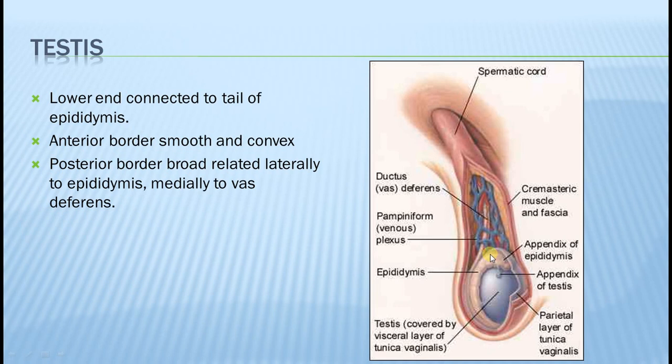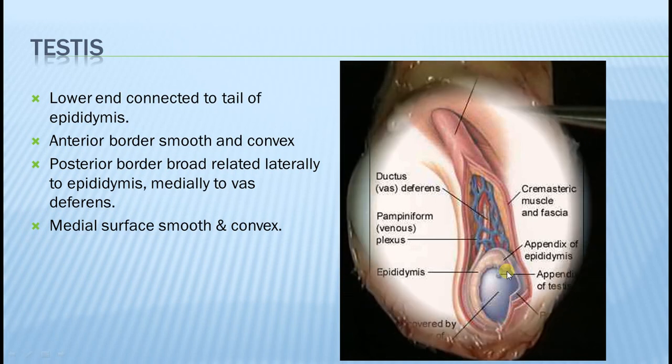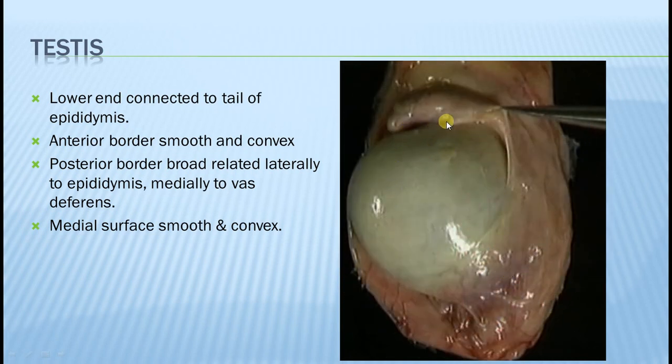Posterior border, laterally related to the body of the epididymis. Posterior border medially is related to the upper part or the proximal part of the vas deferens. Medial surface is actually smooth and convex. Medial surface is not seen in this view. Lateral surface, you are able to see the lateral surface.